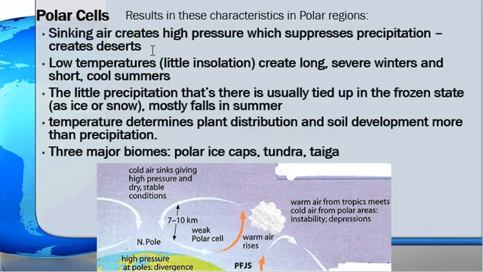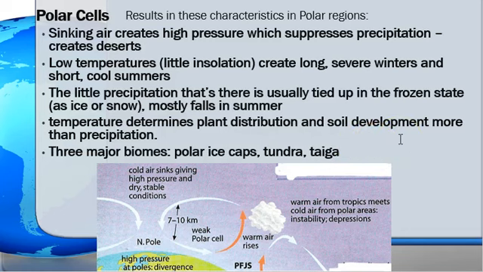Because of the low temperatures and the really indirect solar insolation, you're going to create some really long, severe winters and short, cool summers because you don't have a lot of radiation hitting that area in the first place. And whatever little precipitation the area does get is usually going to be frozen. So it's going to be ice or snow. It's going to be in a form that living things can't really use. Most of that precipitation is going to fall in the summer months because the high pressure will ease up a little bit then as the temperatures warm up.